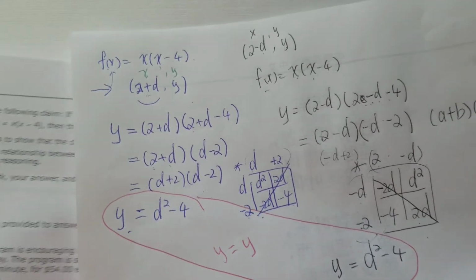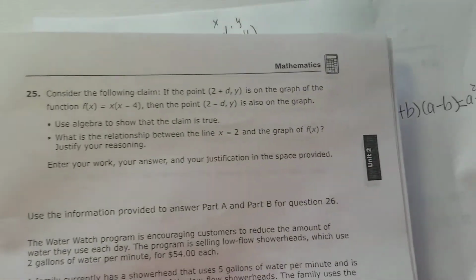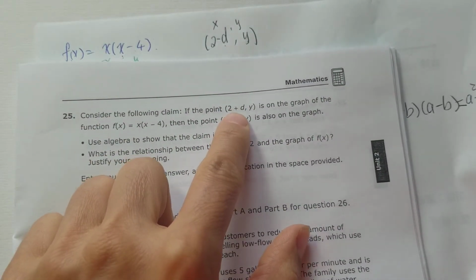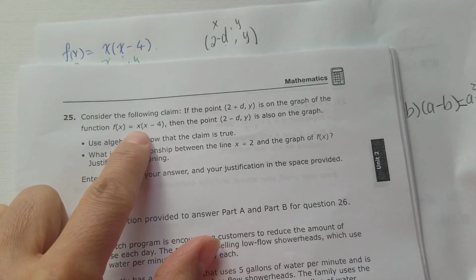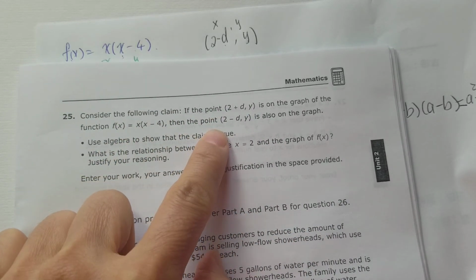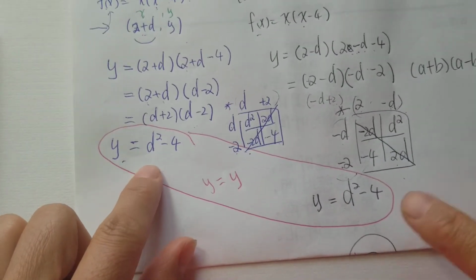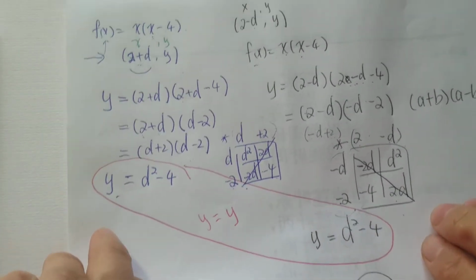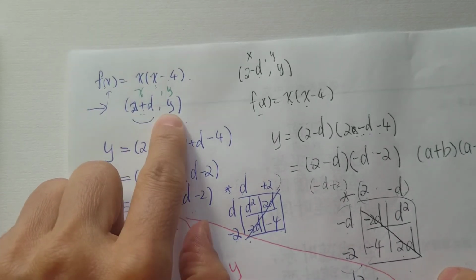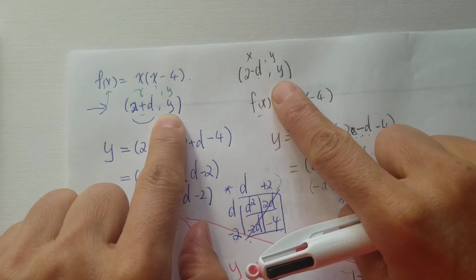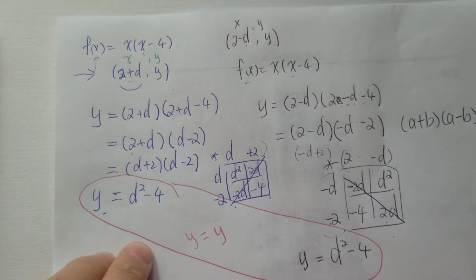So there is nothing really difficult here for the first part. You just need to substitute your x and y, and x and y separately, back into the function, and then you're going to get the same solutions. Therefore, you proved that (2 plus d, y) and (2 minus d, y) are both on the graph. This is the first part.